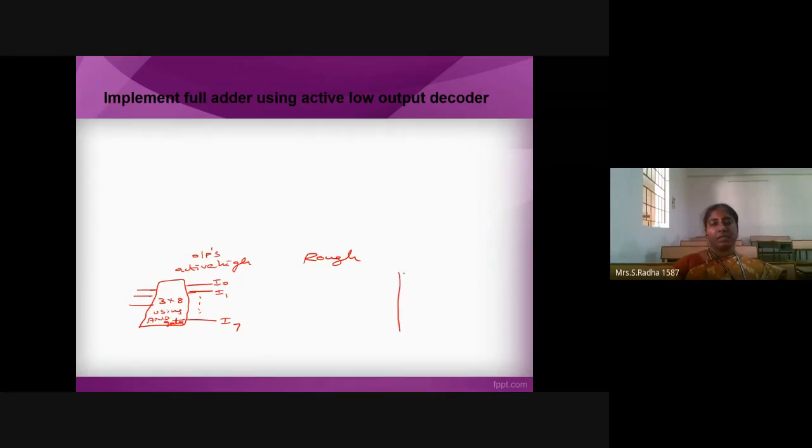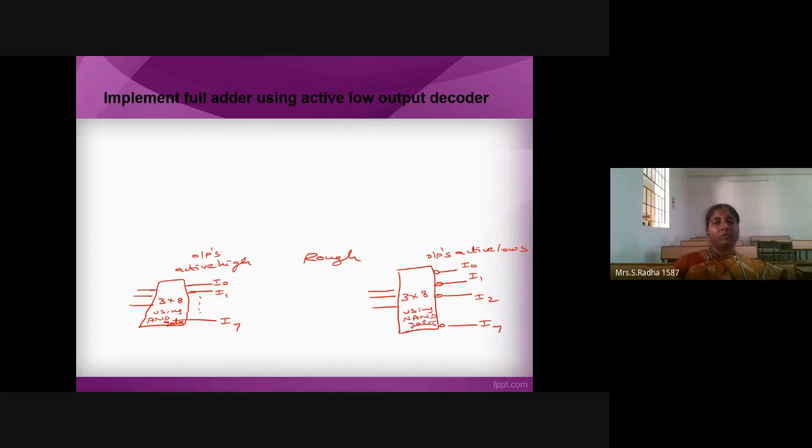The same decoder can be available with active low signals. This is I0, I1, I2, like that up to I7, and it is also a 3 by 8 decoder only, but the outputs are active low. In this case, internally it is designed using NAND gates.